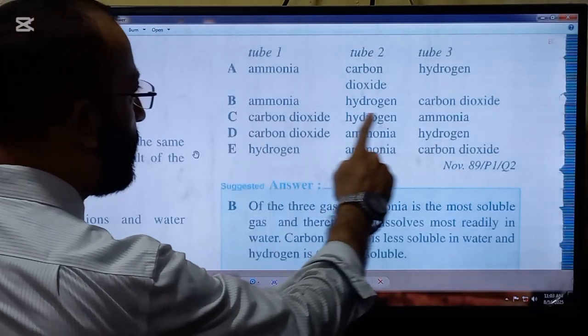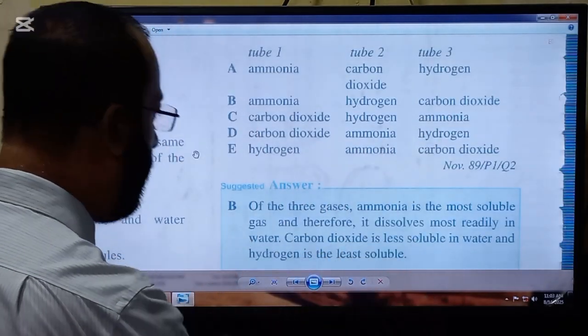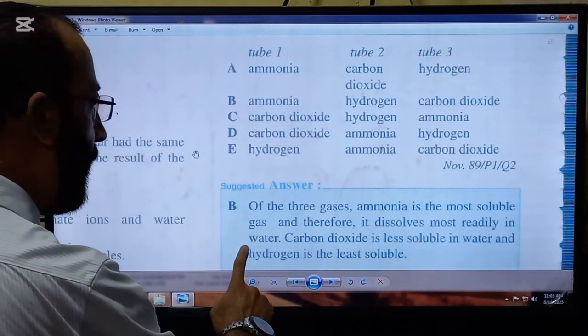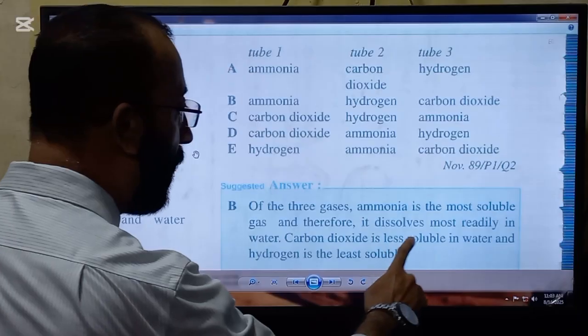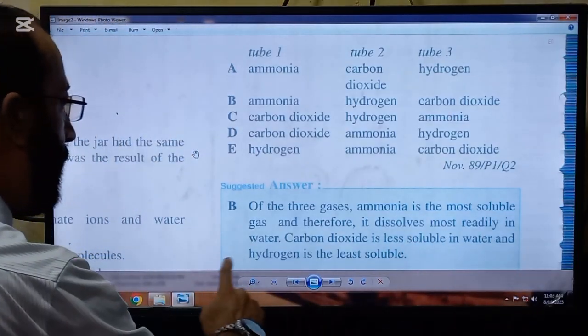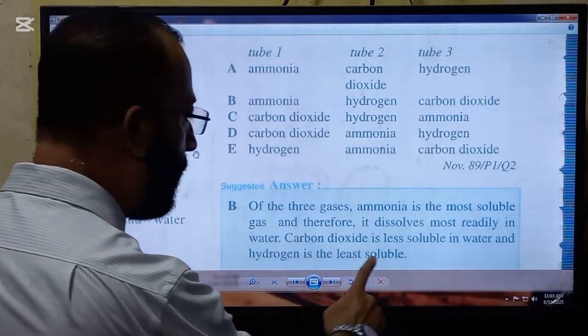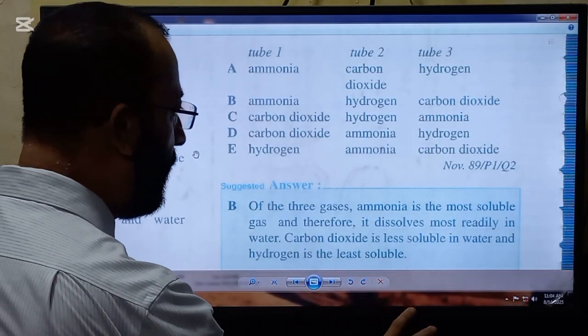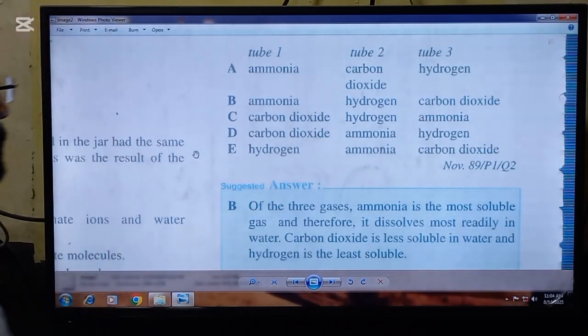So B is the answer, and here is the explanation. Of the three gases, ammonia is the most soluble gas and therefore it dissolves most readily in the water. Carbon dioxide is less soluble in water and hydrogen is the least soluble.